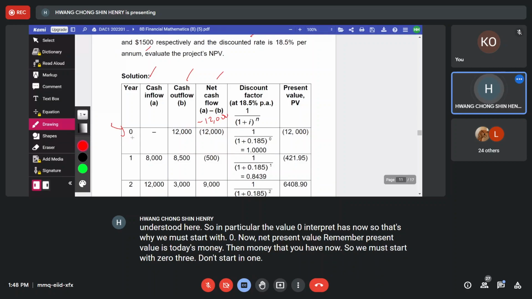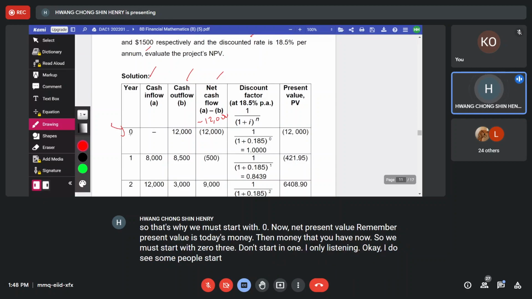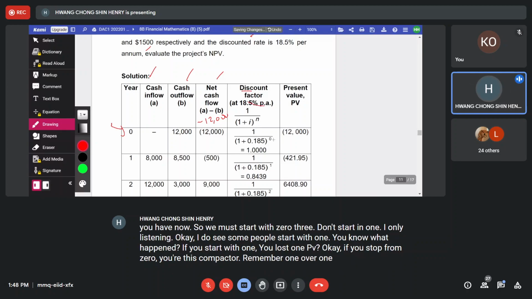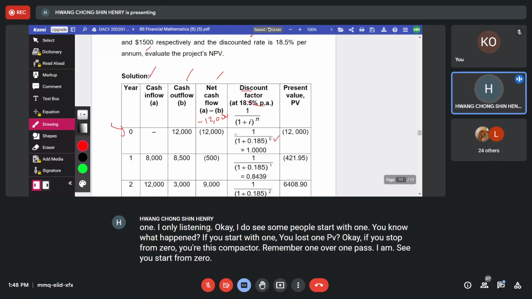Are you all listening? Okay, I do see some people start with 1. You know what happens if you start with 1? You will lose 1 PV. If you start from 0, your discount factor, remember, is 1 over (1 plus i) power n. See, you start from 0. Anything power 0 is 1, right? So 1 over 1 is 1 here.